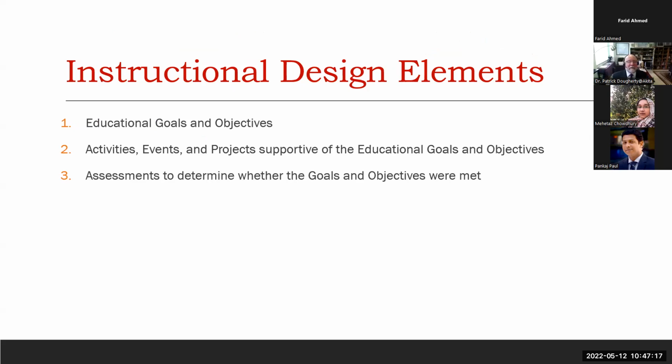So what are the elements of it? You, of course, need, like always, educational goals and objectives. What do you want your young people to learn? What are the objectives? You know, you need to give careful thought to this and decide these are the things.